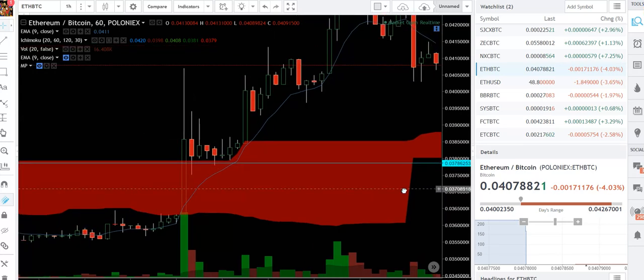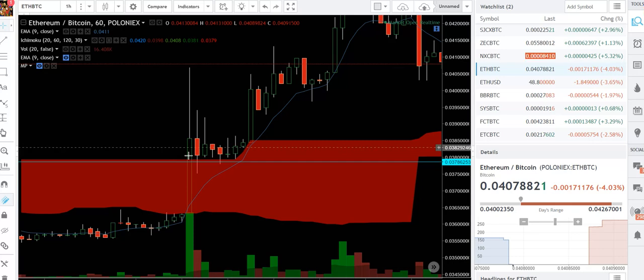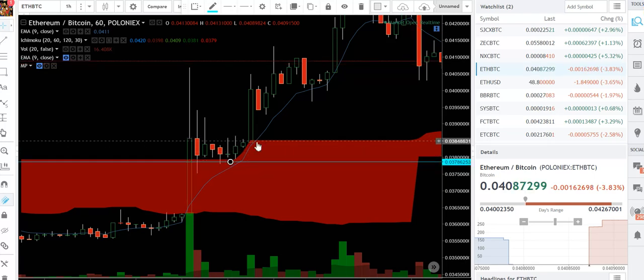I'm pointing this out because right here, when we were consolidating at these levels at the top of the cloud, we had an indication in the future that if we maintained price at this level, the support was going to be moving up to this level. And so the price actually followed the projection of where the support would be perfectly. It showed us that if we consolidated in this area and could maintain that price, our hourly support was going to grow and be higher at this level.